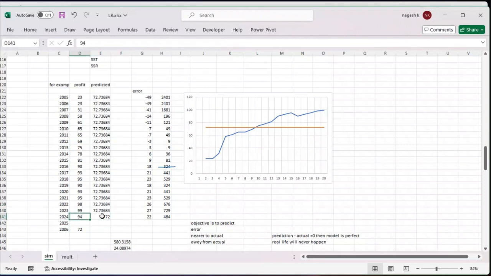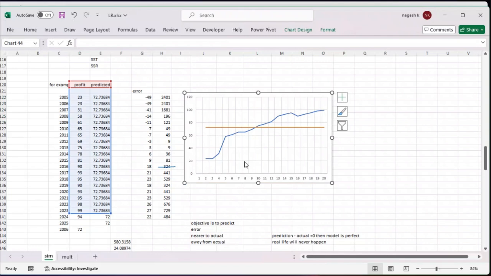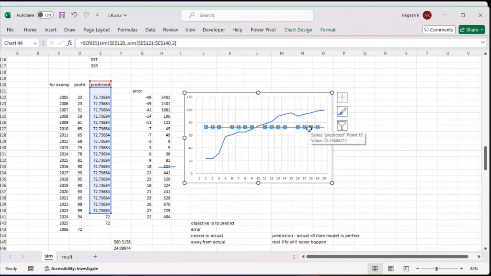If we take this, the prediction for 2024 is 72, and for 2025 also the prediction would be 72 only. If we take the values backward instead of forward, for all the predictions from 2005 to 2023, the average is 72 only. That is the predicted value for the given actual values. If you put that in a proper chart in an Excel sheet, see, this is the average, which is nothing but the average predicted value.